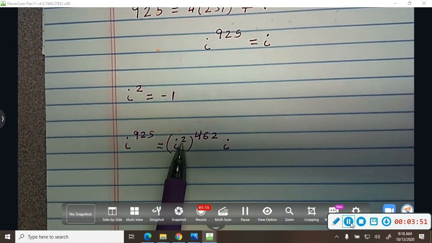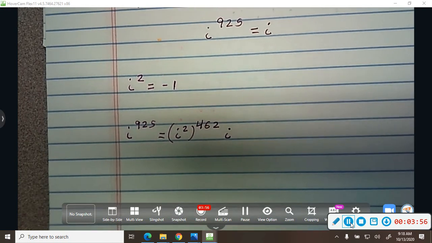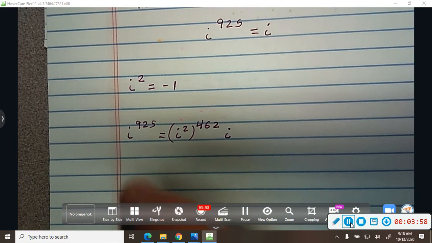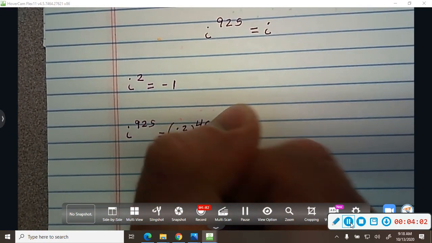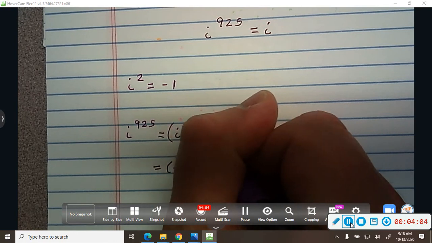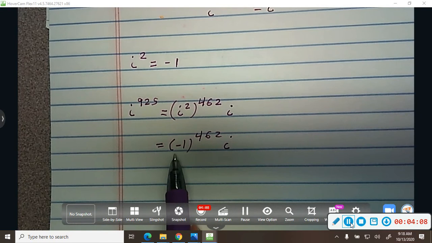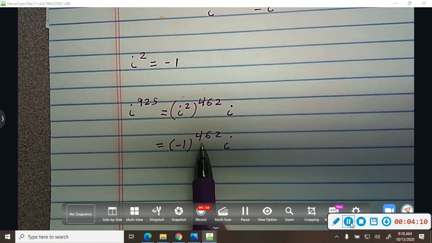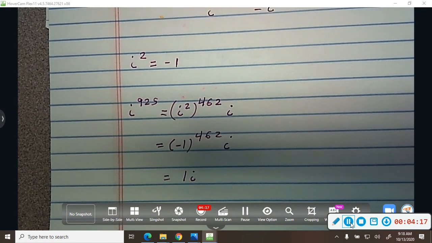So that'd be 924 plus 1 is 925. And then I know i squared is -1. And if you take a negative number times itself an even number of times, you get +1. So you get 1i. So that's yet a third method to get the same answer.